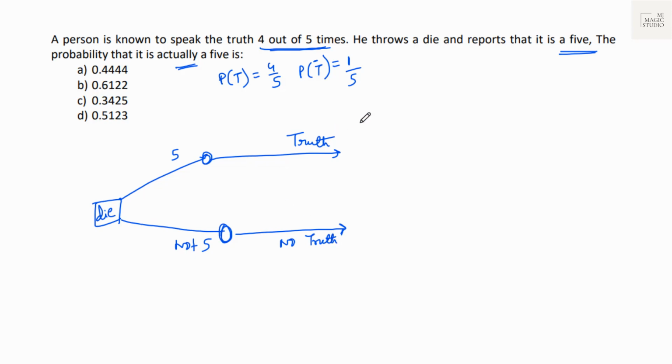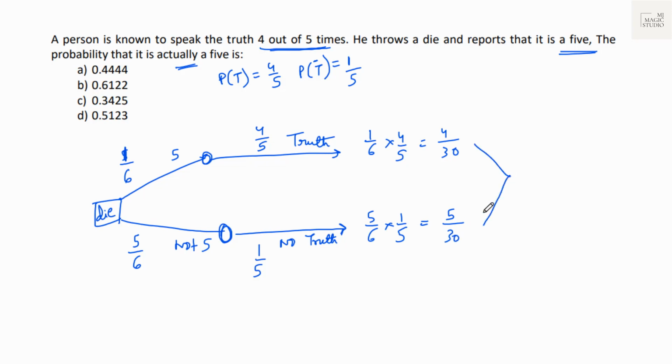In that case also, we need to consider the respective probability. What is the probability of getting a 5 if a die is thrown? 1 by 6, sorry. And not getting a 5 is 5 by 6. Probability of truth telling is 4 by 5, and probability of not telling the truth is 1 by 5. So the probability that actually it was 5 and he said that it is 5 is 1 by 6 into 4 by 5, that is 4 by 30. And it was not a 5, but he said that it is a 5, is 5 by 6 into 1 by 5, that is 5 by 30.